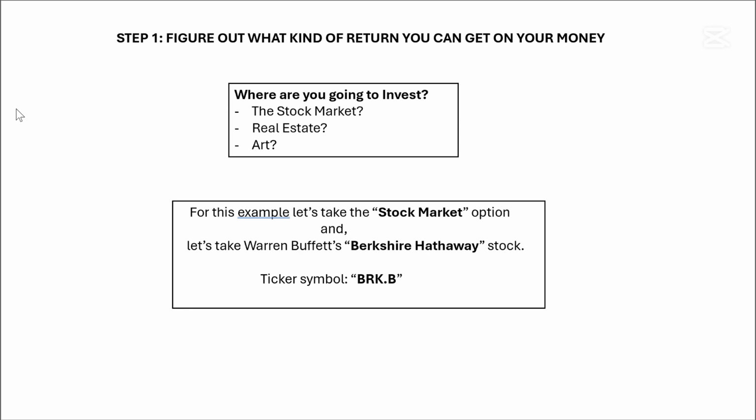Will you be investing in the stock market, real estate, art, etc.? For each of these sectors, there's a general rate of return. For this example, let's say we're going to use the stock market option. There's lots to choose from here. So let's take Warren Buffett's Berkshire Hathaway stock.